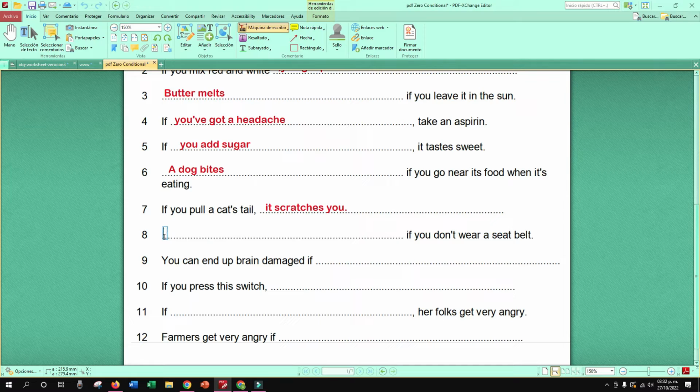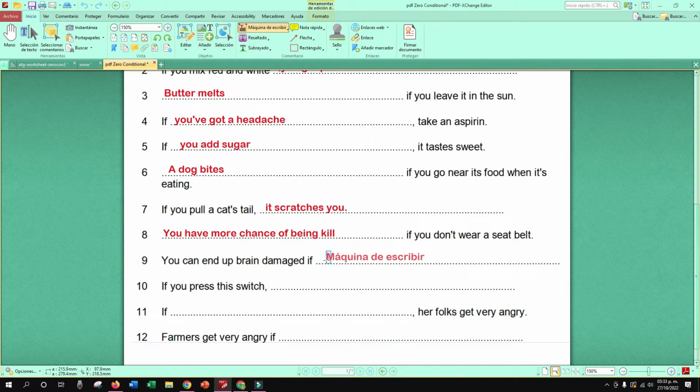It says, you have more chance of being killed if you don't wear a seat belt. That is important, guys. 9, you can end up with brain damage if you don't wear a crash helmet.